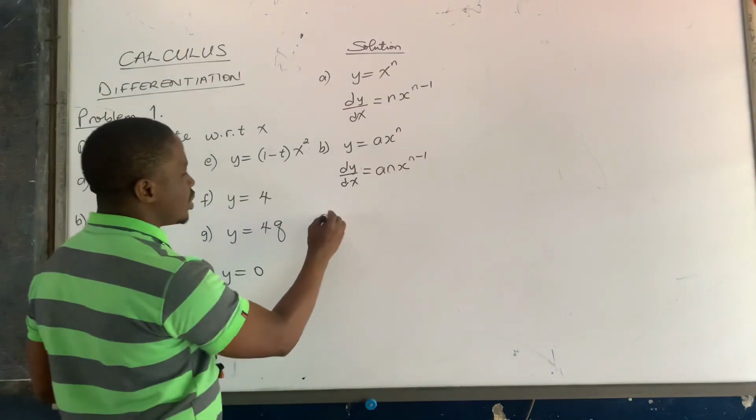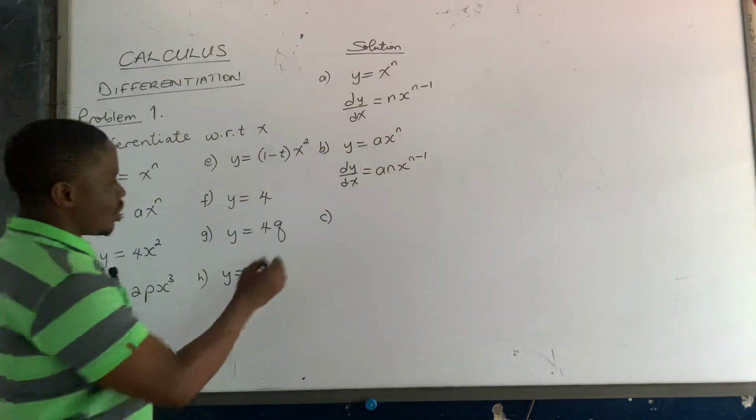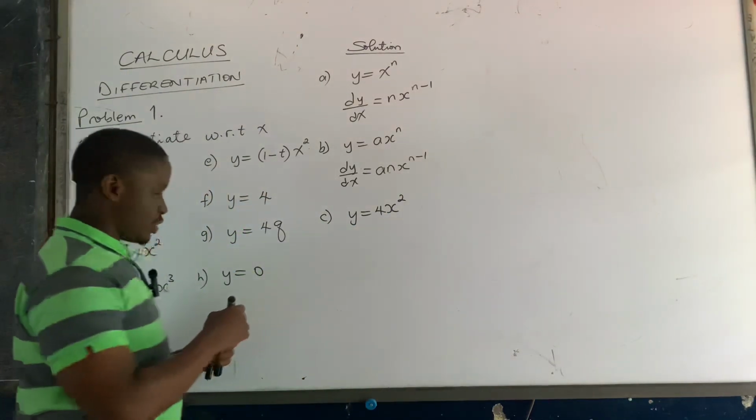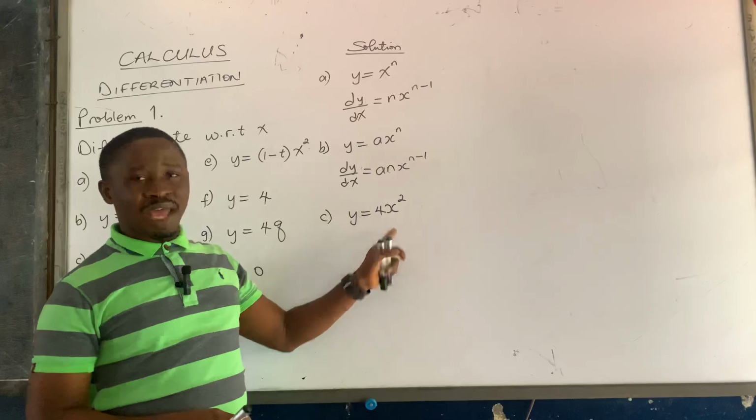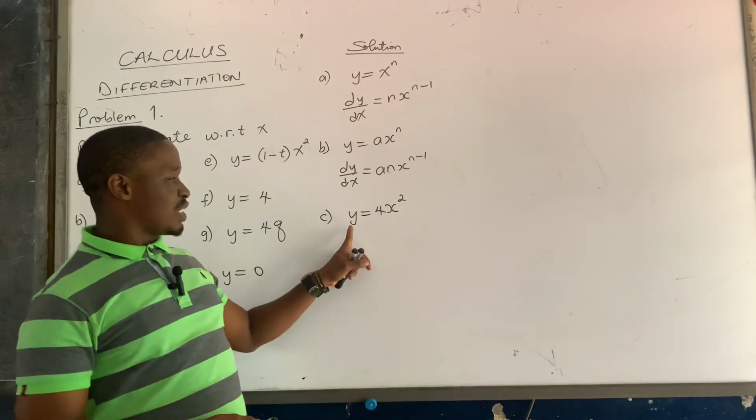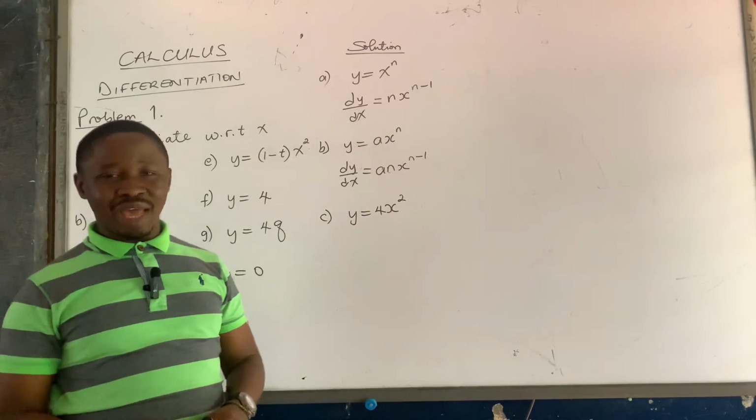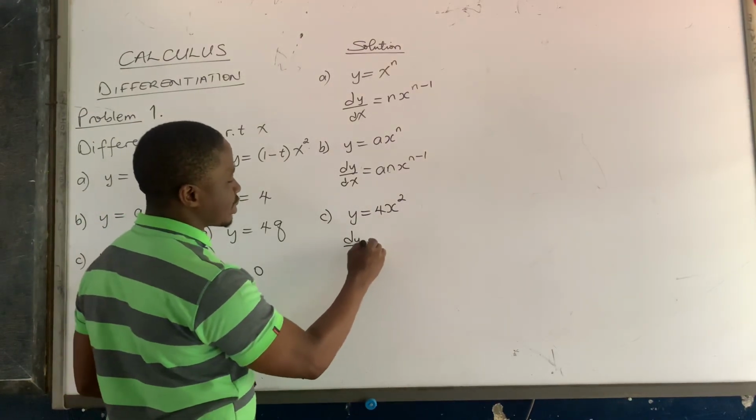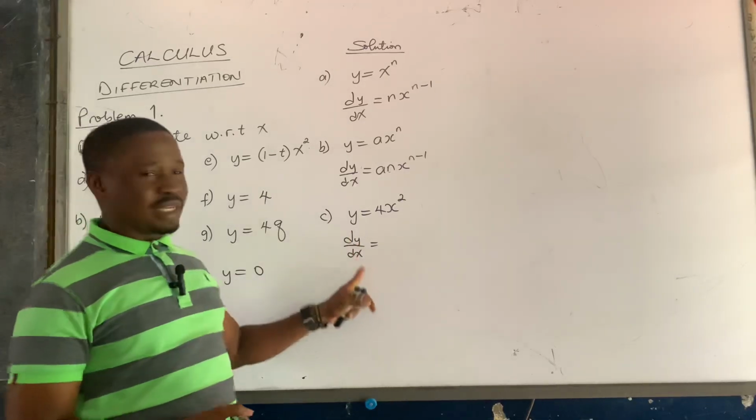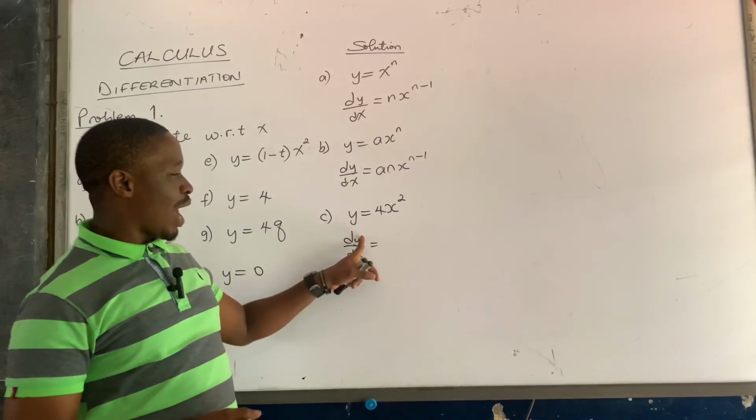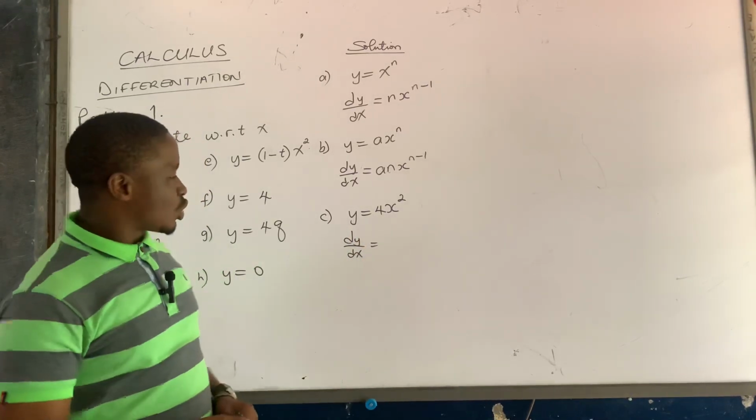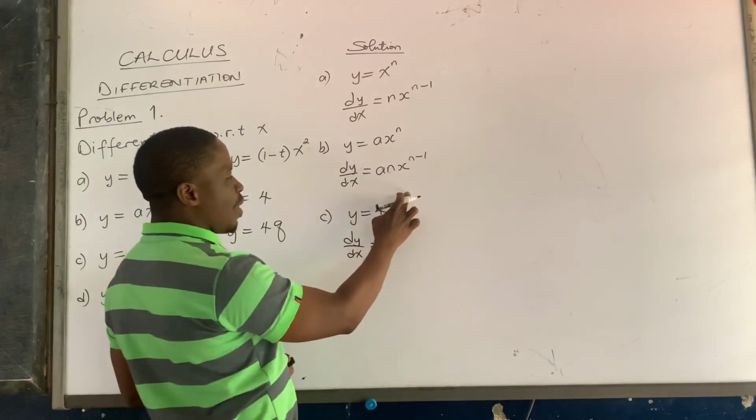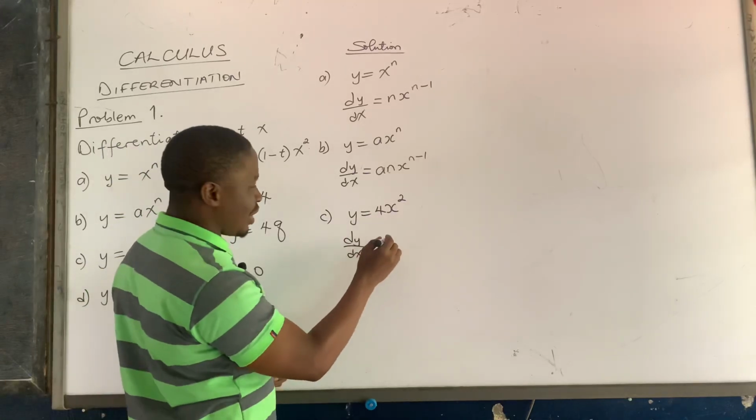Alright, so the C part of problem 1 says y is equal to 4x to the power of 2. y is equal to 4x squared. So we want to differentiate y with respect to x. What do we say? dy/dx. dy/dx. So we are differentiating y with respect to x. So the power is 2, the coefficient is 4. So when the power multiplies the coefficient, we have 8.